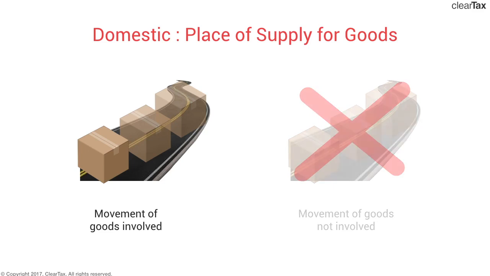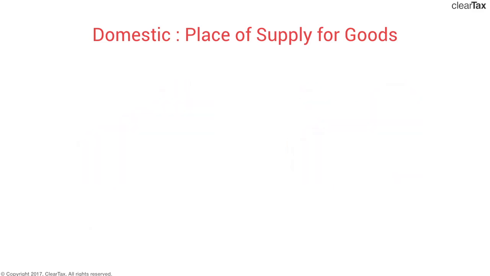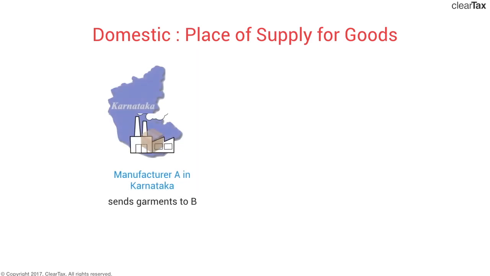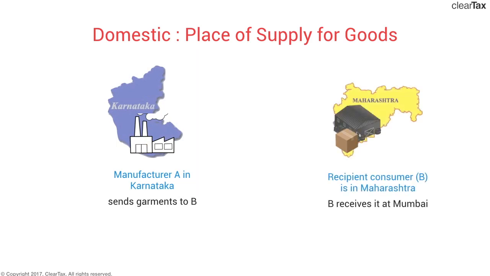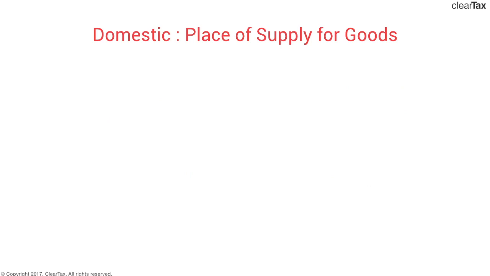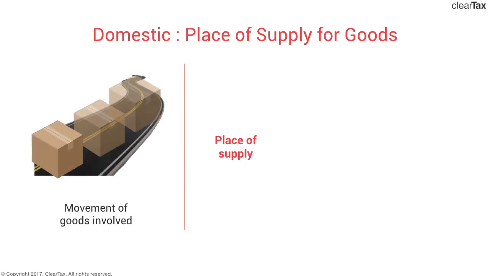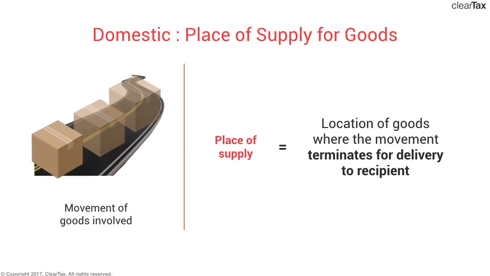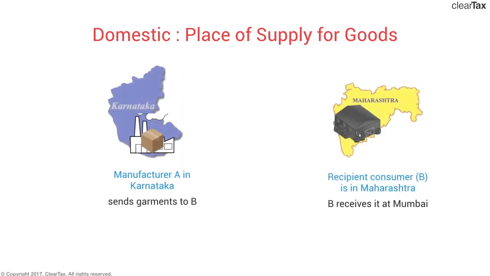The situation is best understood with an example. Consider this case where manufacturer A is in Karnataka and he sends garments to B. The recipient consumer B is in Maharashtra and B receives this consignment of garments at its location in Mumbai. In this scenario, the place of supply would be the location of goods where the movement terminates for delivery to the recipient. So the goods are moving from Karnataka to Maharashtra.